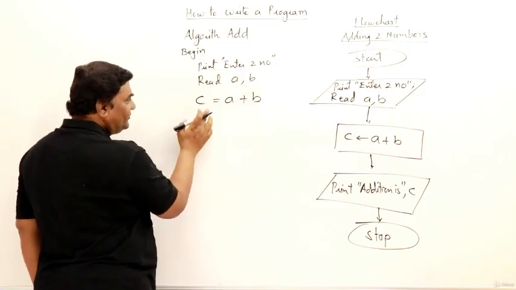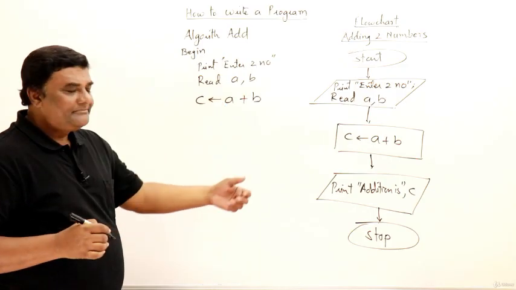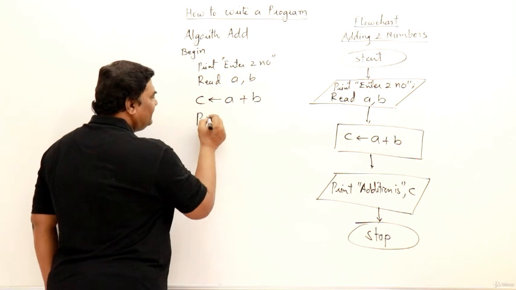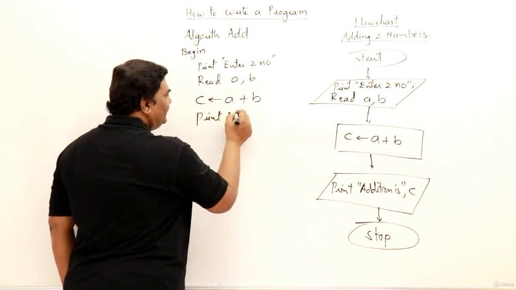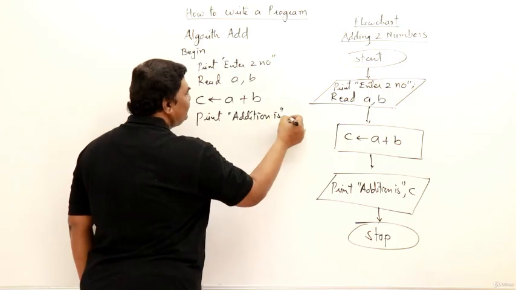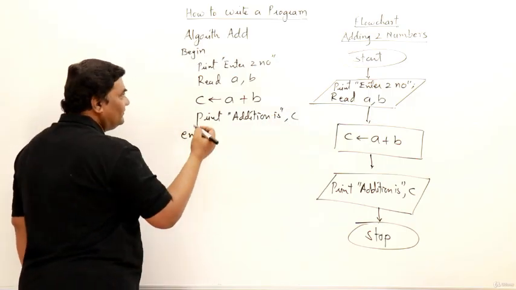Don't read it as equal to. Otherwise, write an arrow like this. Now the next step is printing the addition of the numbers. So print "addition is" C. So this is the result. And this is the end of our algorithm.